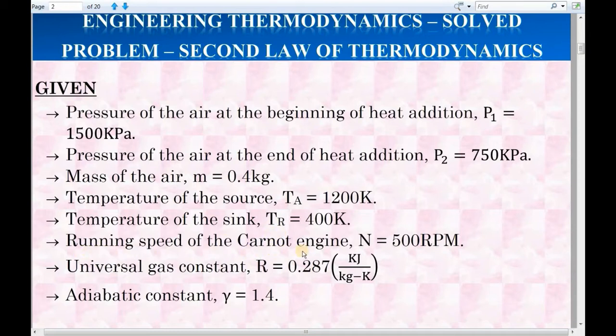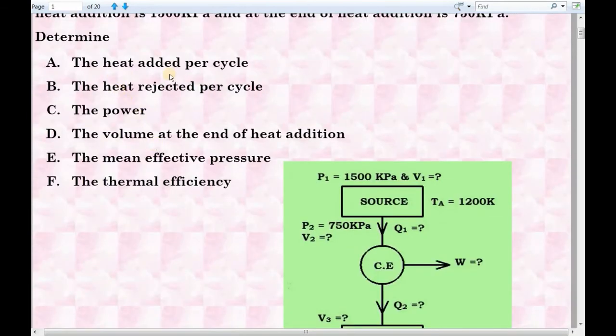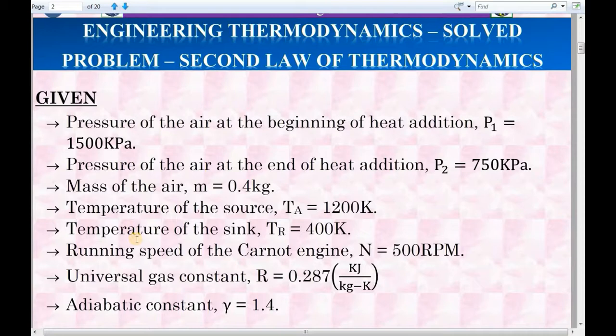The running speed of the Carnot engine is 500 rpm, which is taken as N. The gas constant is 0.287 kJ per kg Kelvin, which is taken as R. The adiabatic constant is 1.4, which is taken as gamma. By using these 8 conditions, we are going to find the values of heat added per cycle, heat rejected per cycle, the power, the volume of air at the end of heat addition, the mean effective pressure, and the thermal efficiency.